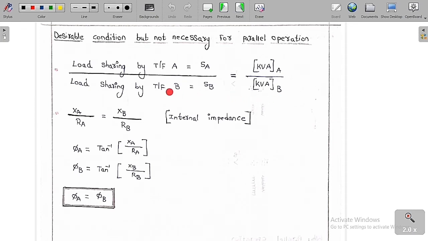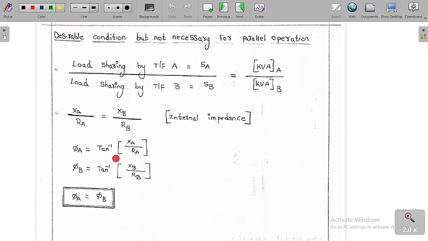The load sharing by transformer A to the load sharing by transformer B, SA by SB, is equal to the KVA rating of transformer A by the KVA rating of transformer B. Another important point is that the internal impedance angle should be equal. This is a desirable condition but not a necessary condition. So XA by RA is equal to XB by RB.